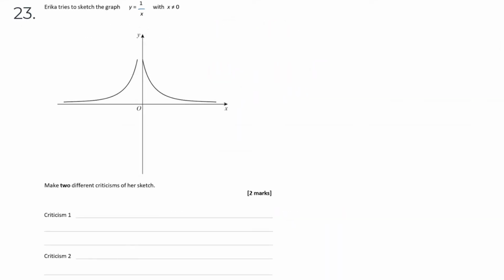Erica tries to sketch the graph y equals 1 over x, where x is not equal to 0. Make 2 different criticisms of her sketch. Okay, well, you need to know the basic shapes of all the various curves that might come up in the paper. This one is called a reciprocal curve, and the basic shape looks like this. So if I just quickly draw it, knowing what the basic shape is, I can clearly see what's wrong with this one. First off, she's got this part up here. It's in the second quadrant, isn't it? Whereas in the actual graph, it should appear down here.